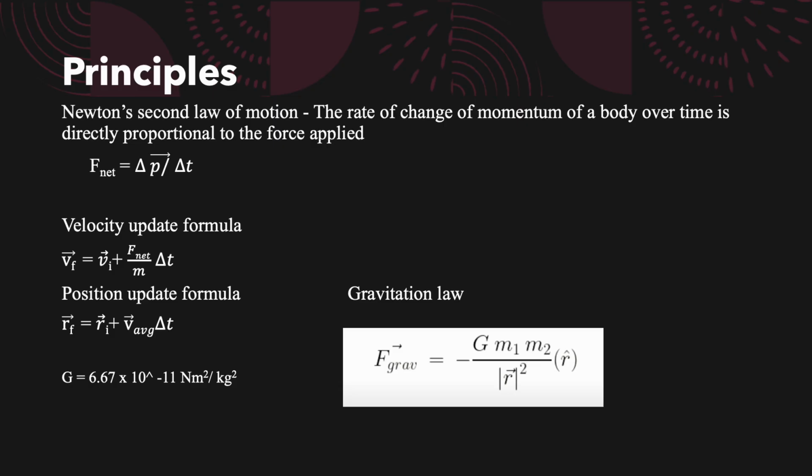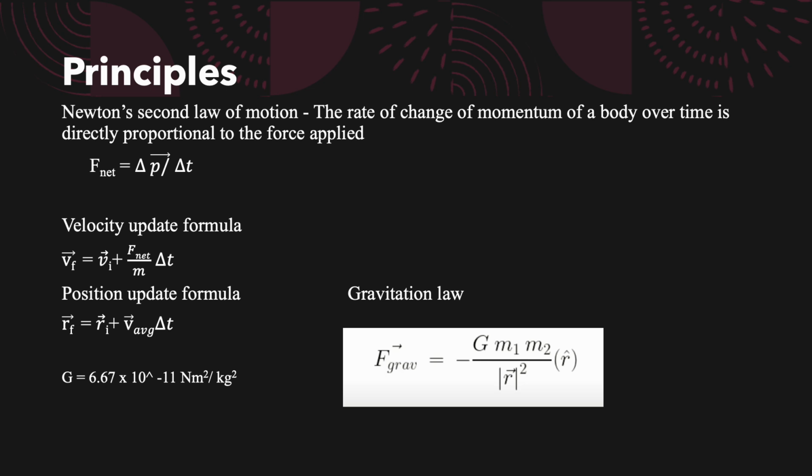The principles used in this video are Newton's second law of motion, which states that the rate of change of momentum of a body over time is directly proportional to the force applied. So net force is equal to delta P divided by delta t. And the gravitation law is force of gravity equal to negative G m1 m2 divided by the magnitude of the r vector squared, times r hat, where the negative sign indicates that it is an attractive force.